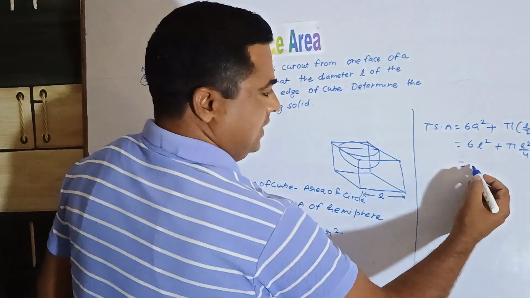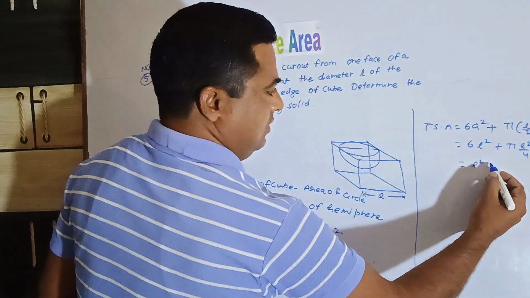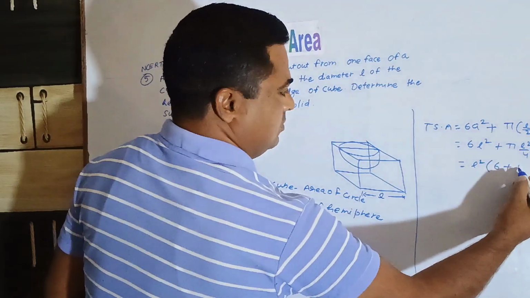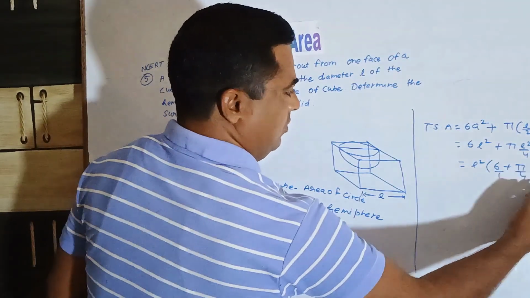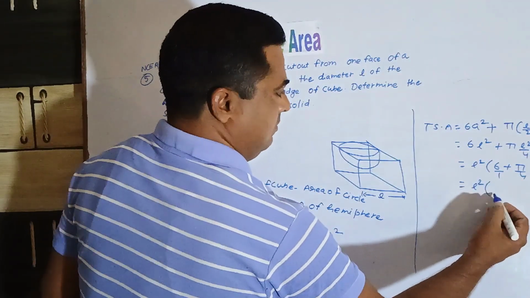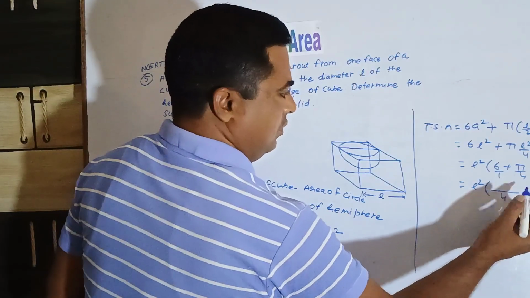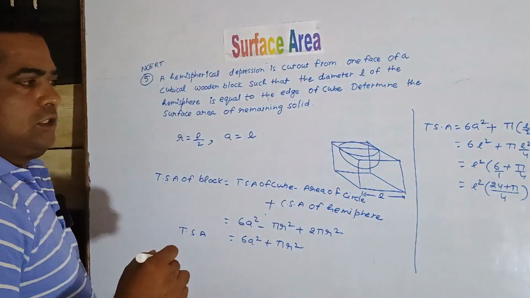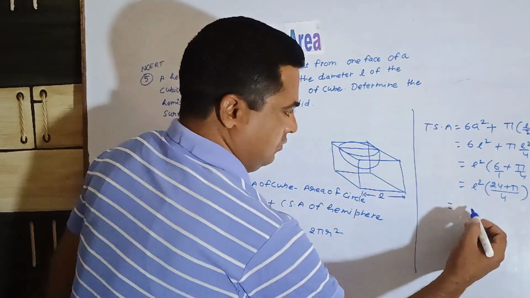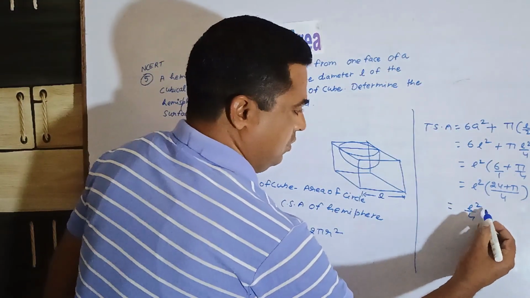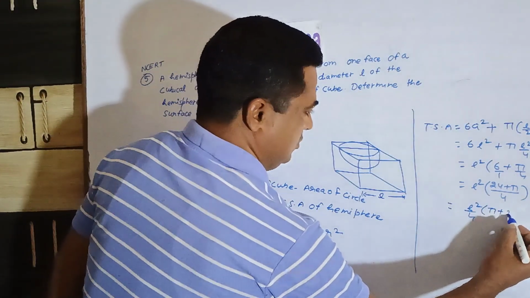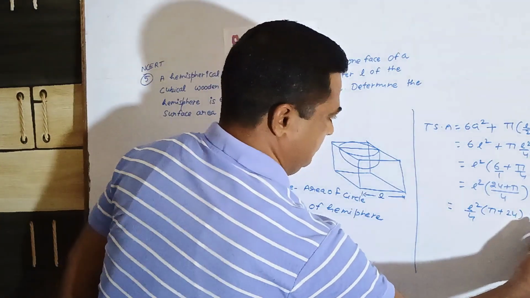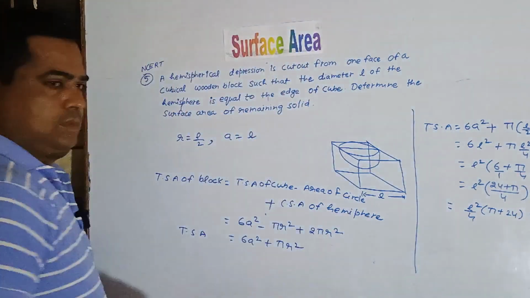Now what is common here? L square is common. So 6 plus pi by 4, taking 1 in the denominator. The LCM of 4 and 1 will be 4. So this will be 24 plus pi. So we can write L square by 4 times pi plus 24 unit square.